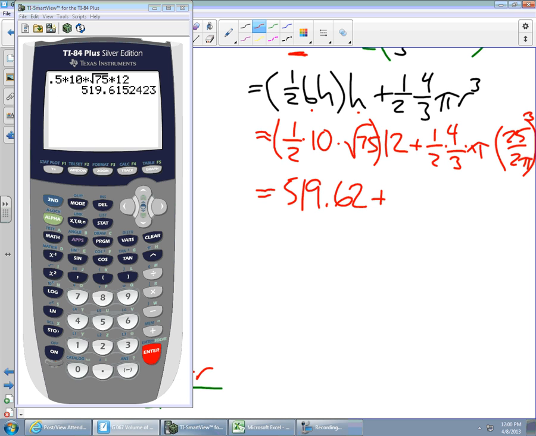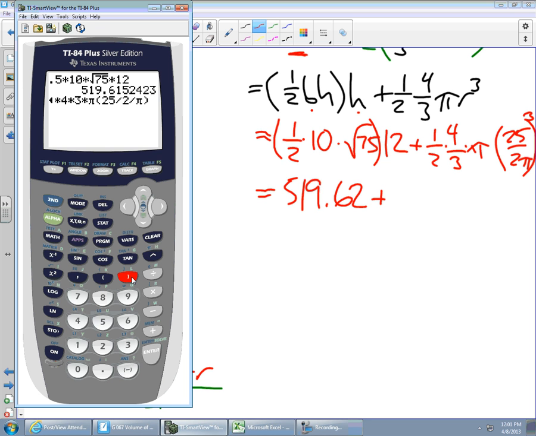So 1/2 times 10 times the square root of 75 times 12 is something in the ballpark of 519.62. That will need to be added to whatever comes out of that hemisphere problem over there. Well, let's see what we got. We've got 1/2, we've got 4/3, we've got pi, and we've got a fraction, 25 over 2 and also over pi. And that fraction needs to be raised to the 3rd power.